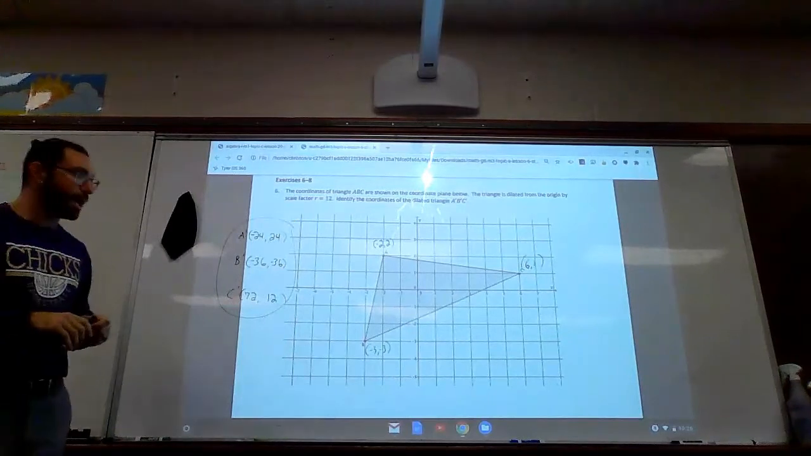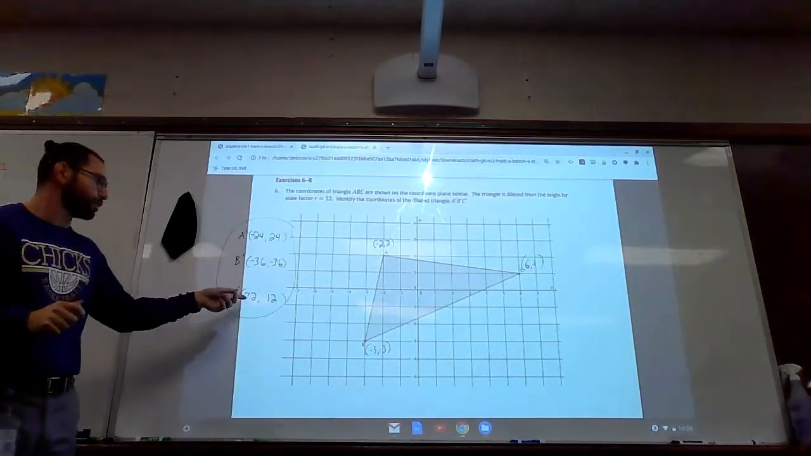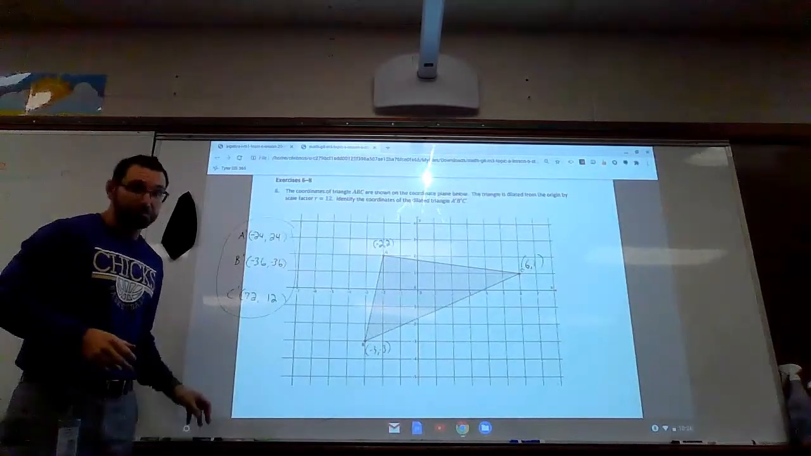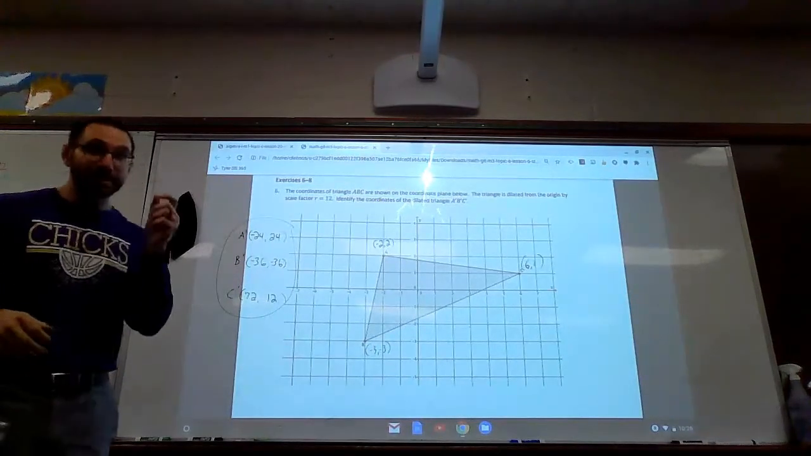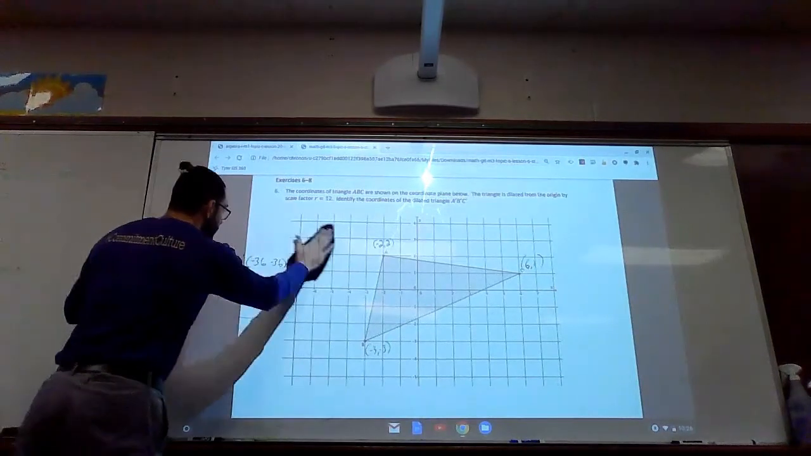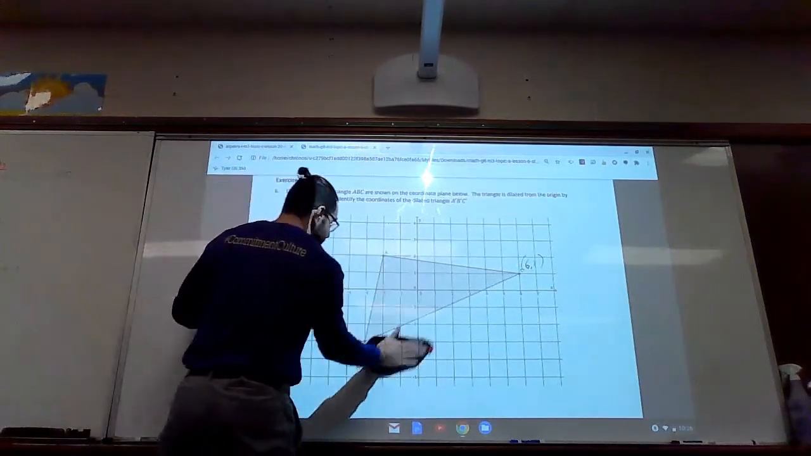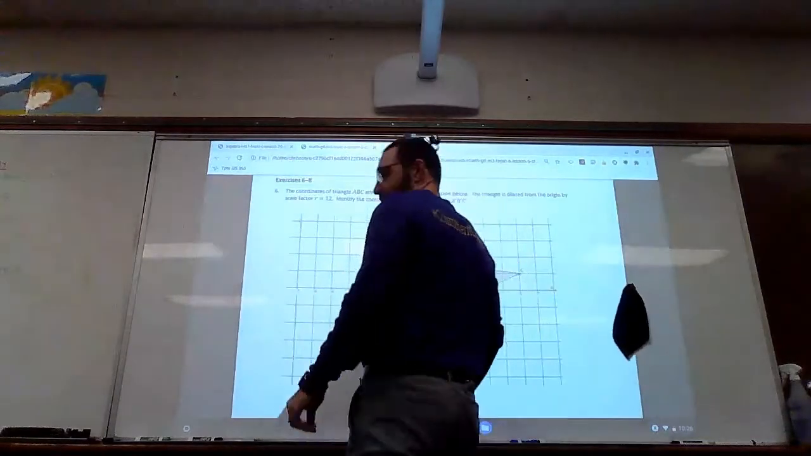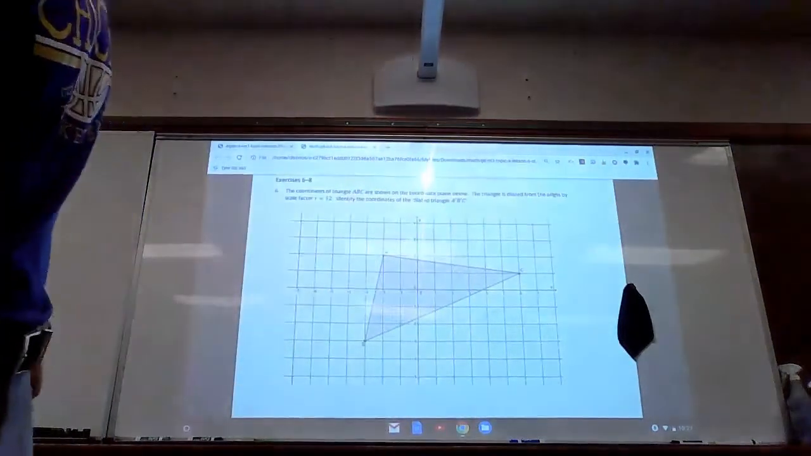Now, is that something that we want to graph? Absolutely not, because we don't want to go up to a graph of 72. But could you? Yeah, you absolutely could. We take each individual point and we multiply it by the scale factor. Well, Mr. H, what if it asks me to draw it? Well, that's a good question. What if it asks us to draw it?